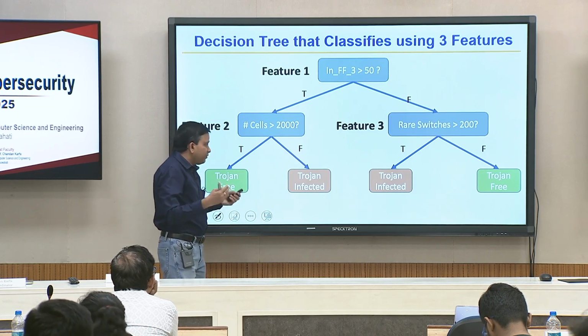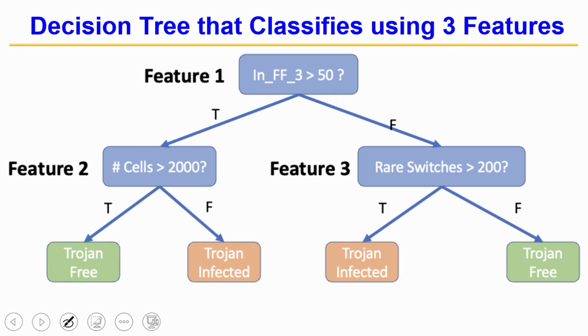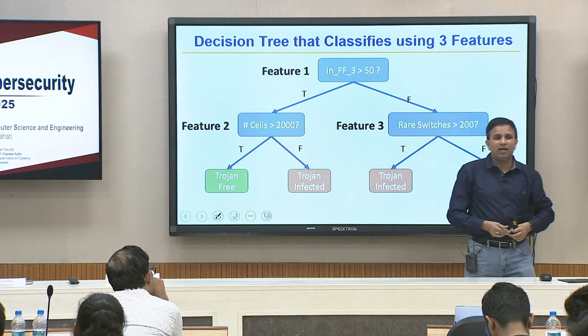And if you want to feel more comfortable with features, remember the decision tree. If we are trying to do Trojan detection using a decision tree, I showed you another example with malware detection, it would probably be something like this. Feature 1 is more important, then feature 2 would be number of cells, feature 3 would be number of switches, and based on certain decisions you call something Trojan free or Trojan infected. Can anybody tell me where I got the rare switches? That is fine, it makes sense. Where did I get this greater than 200? Why not some other number? How did I get that number?